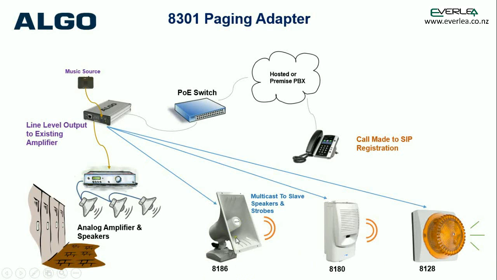We've got the 8186 here, the 8180, and the 8128 strobe. Now, the strobe does not have sound on it, but you can use it in a very noisy environment, for example, a ringing environment. We can have it so that it simply flashes and strobes out.